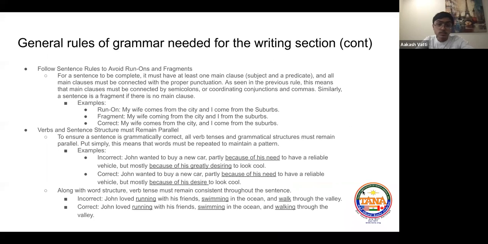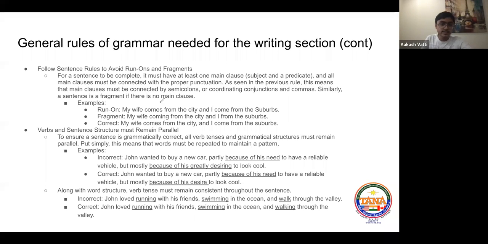So, general grammar rules continued. Follow sentence rules to avoid run-ons and fragments. For a sentence to be complete, it must have at least one main clause, a subject and its predicate, and all the main clauses must be connected with proper punctuation. As seen in the previous rule, comma splices and such, this means that the main clauses must be connected by semicolons or with coordinating conjunctions and commas. Similarly, a sentence is a fragment if there's no main clause.